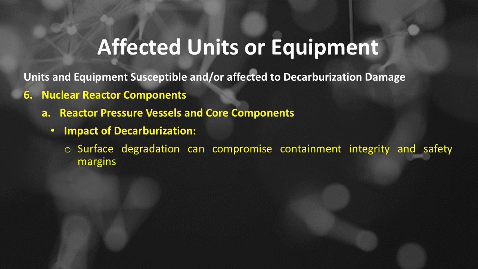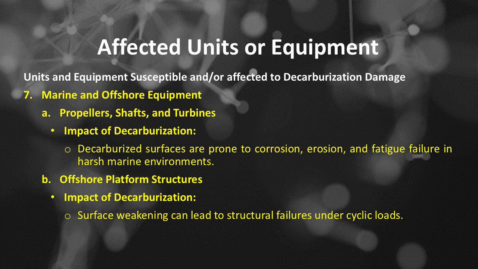Number 6 of the units and equipment susceptible and/or affected to decarburization damage is nuclear reactor components. Number A, reactor pressure vessels and core components. Impact of decarburization: surface degradation can compromise containment integrity and safety margins. Number 7 of the units and equipment susceptible and/or affected to decarburization damage is marine and offshore equipment. Number A, propellers, shafts, and turbines. Impact of decarburization: decarburized surfaces are prone to corrosion, erosion, and fatigue failure in harsh marine environments. Number B, offshore platform structures. Impact of decarburization: surface weakening can lead to structural failures under cyclic loads.